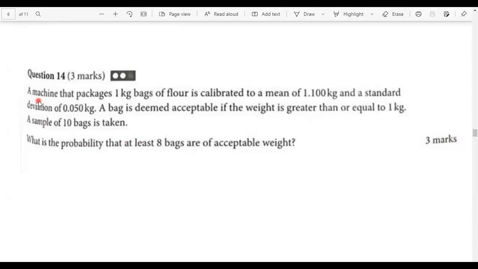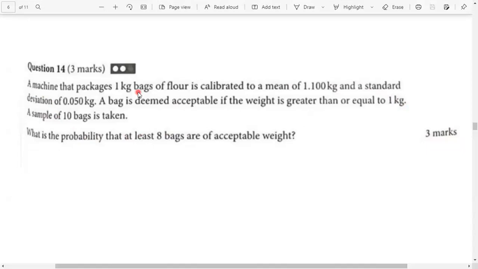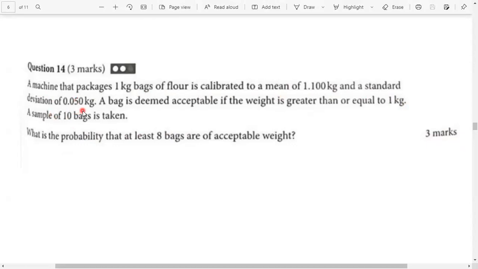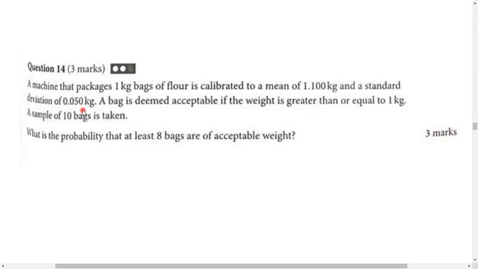So we have a machine. It packages 1 kilogram bags of flour, calibrated to a mean of 1.1 kilograms and a standard deviation of 0.05 kilograms. Now, you're not really told the distribution specifically, but generally you can probably assume that it's normal distribution if you're not told. And secondly, with a large enough sample, you can assume that overall the normal distribution is a good approximation as n goes to infinity, even if it's not a normal distribution. So for all intents and purposes, treat it as a normal distribution.